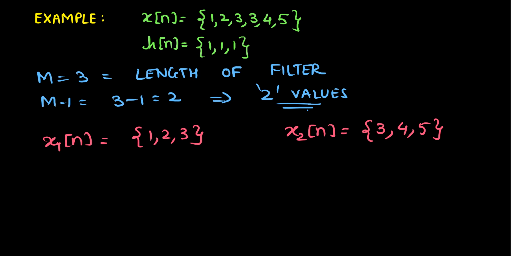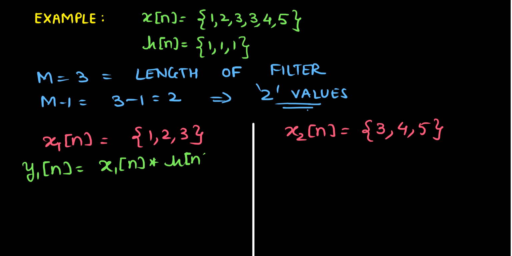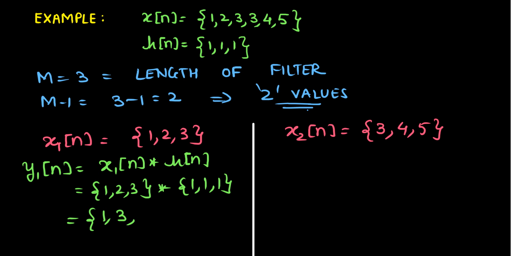And now we need to just perform convolution for both of them. So we need to perform y1 of n is equal to x1 of n convolved with h of n, which is equal to 1, 2, 3 being convolved with 1, 1, 1, and the value that we obtain is given as 1, 3, 6, 5 and 3. So this 1 and 1 start from 0. So we have this sequence here.